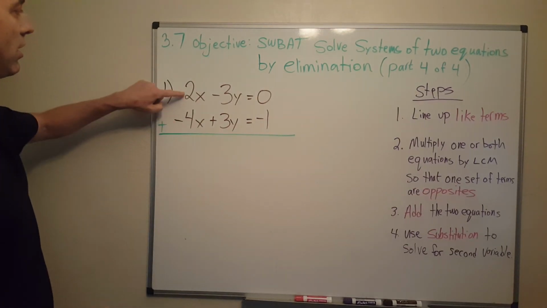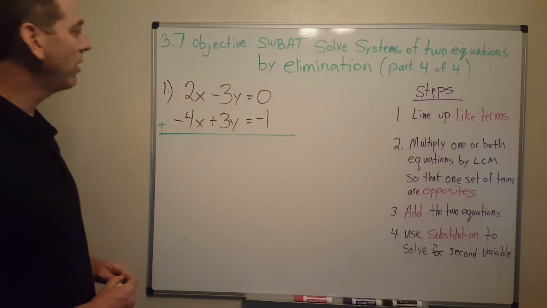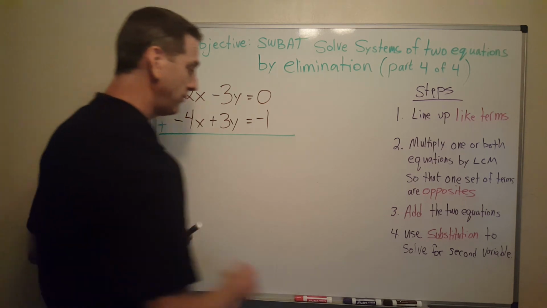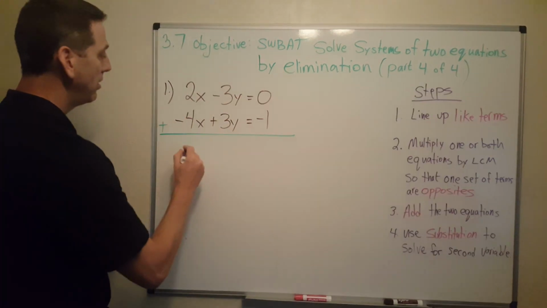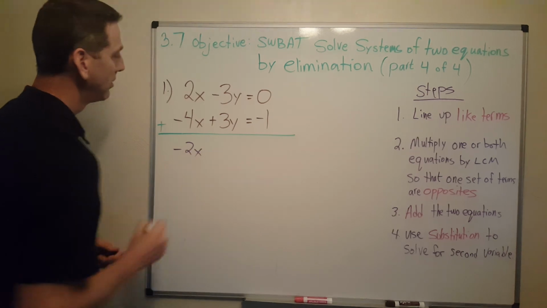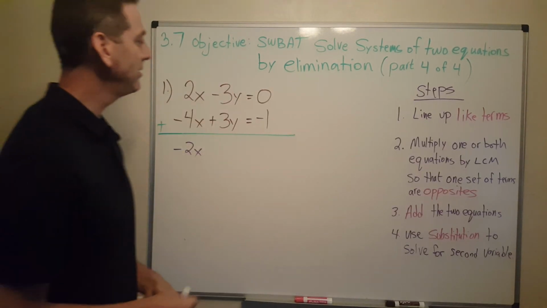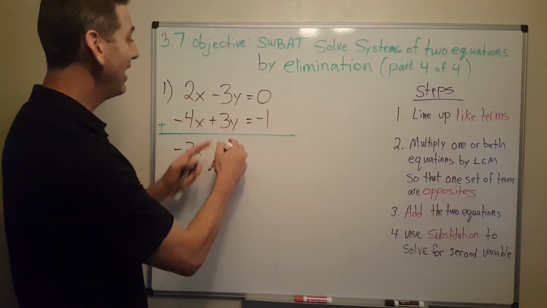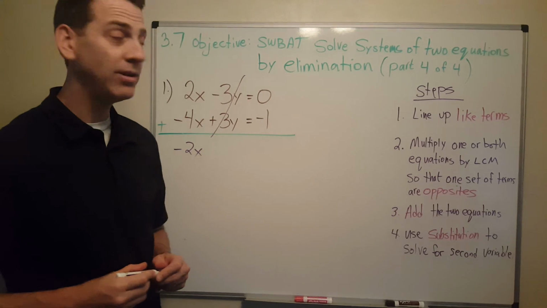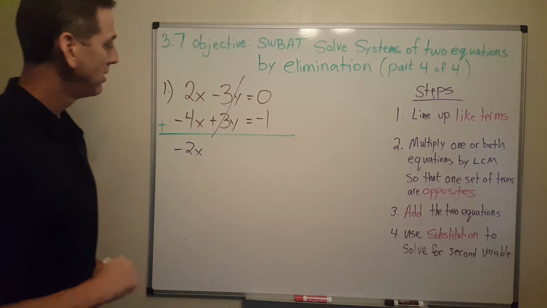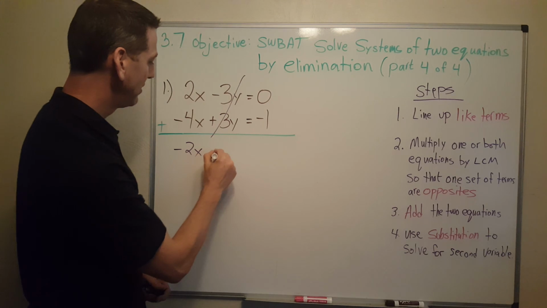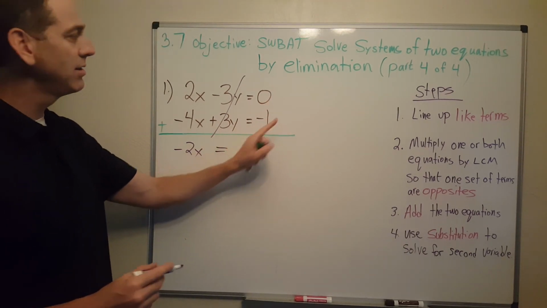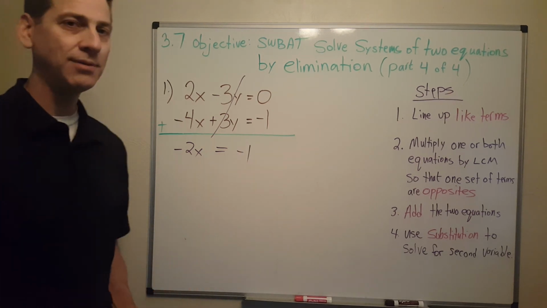All right, so 2x plus a negative 4x, or I could just say 2x minus 4x, is negative 2x. All right? Adding up the y's, you'll see negative 3y plus 3y. You see what happens? They get eliminated. They cancel, and that's why we call it elimination method. Okay, so I'm done with my y's. They're gone. Now the 0 plus a negative 1 is just negative 1.